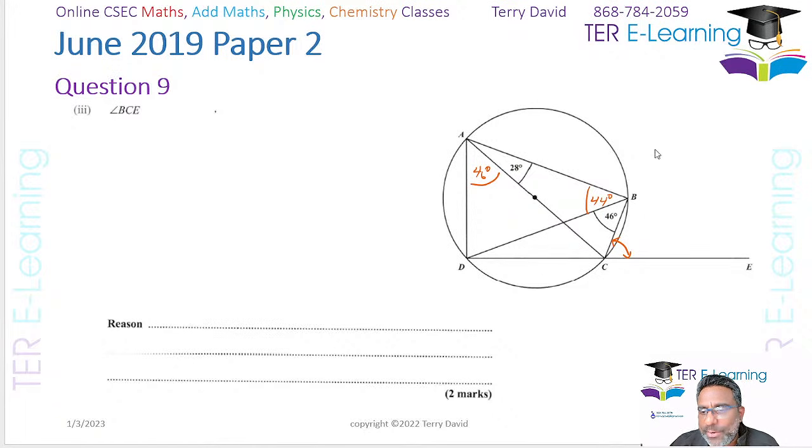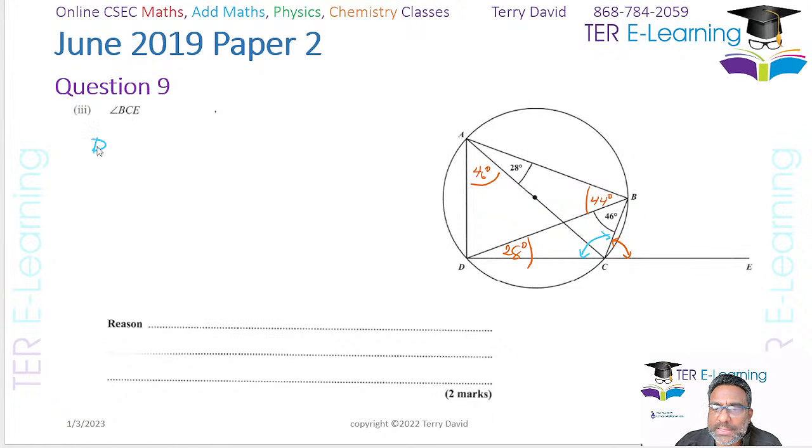So let's try to write down all the angles that we do know. If I want to figure out this angle here, which is BCE, what do I know? I know this angle here has to be 28 degrees. So that means I can work this out here. Yeah, I can work that out.